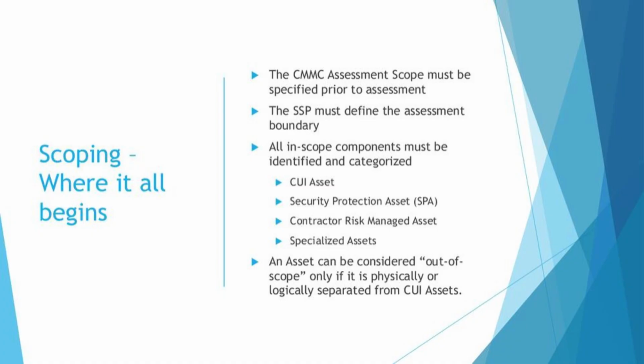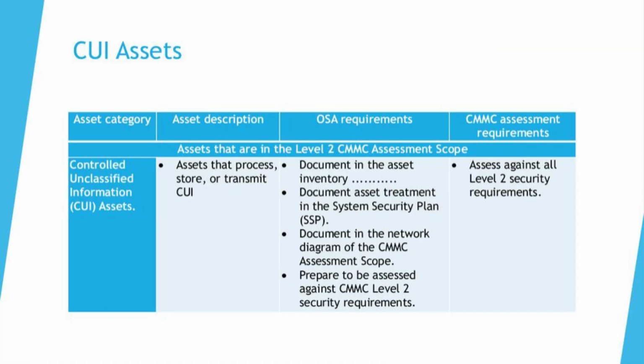Let's walk through them because the requirements for each are different, and honestly, they're often misunderstood. Asset categories and assessment requirements. CUI assets. Okay, let's start with the most straightforward one, the CUI asset. This is the stuff that's definitely handling the sensitive information. Exactly. If it stores CUI, processes CUI, or transmits CUI, it's a CUI asset.